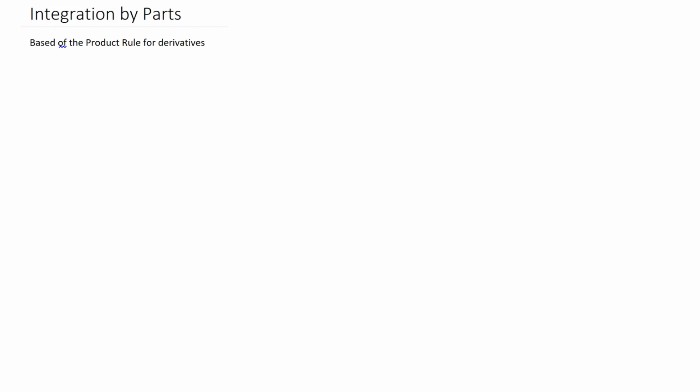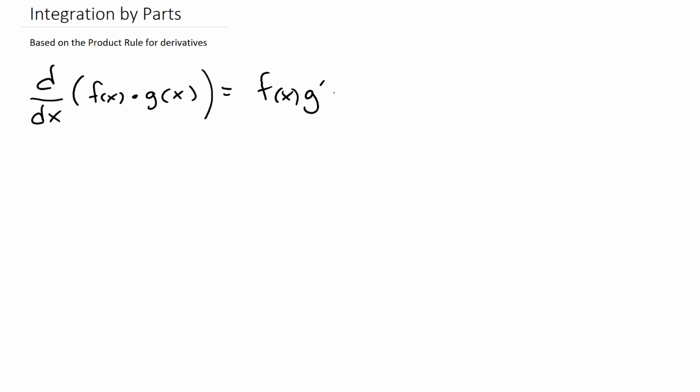Okay, today we're going to take a look at integration by parts, which is based on the product rule for derivatives. So if we take a couple of functions and we take their derivatives, from earlier, we recognize that we get f of x times g prime of x plus f prime of x g of x. And now let's integrate both sides.